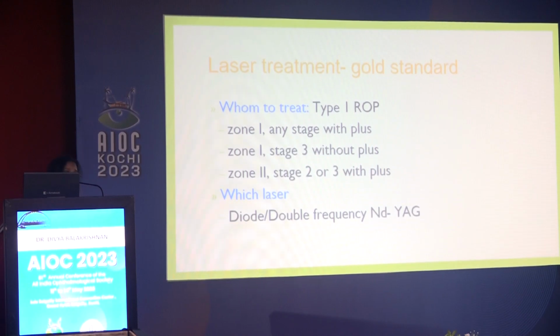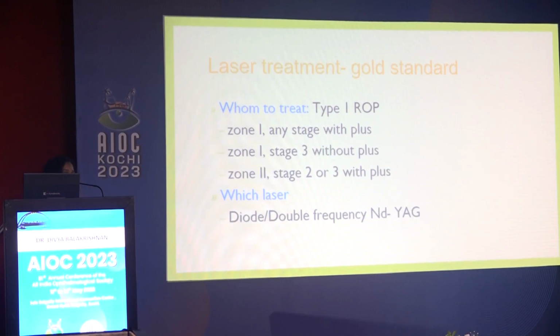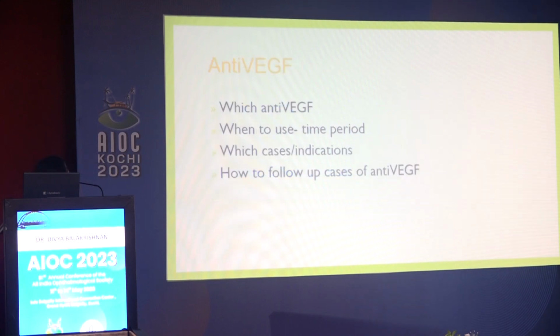Now, which laser to use? Diode is the preferred one. Why? Because 532, in case the baby has a neovascularization of iris or a persistent pupillary membrane, the wavelength absorbs hemoglobin at that level and it might cause some anterior segment ischemia or iris sector. But if you don't have that, still you can use a 532 laser. So both the lasers can be used.